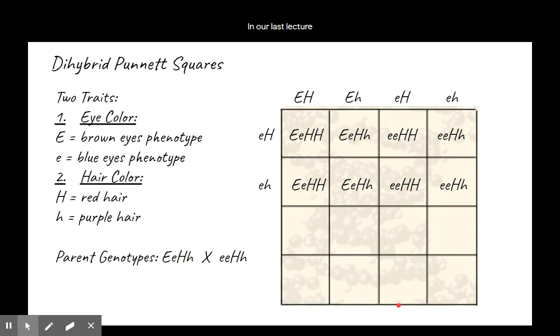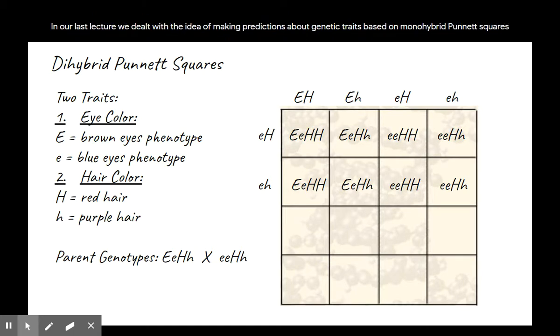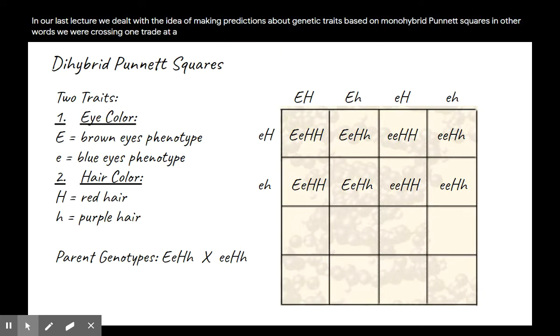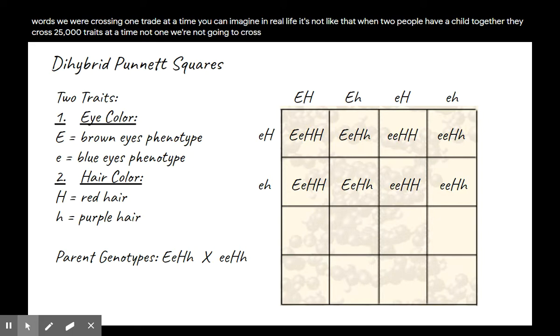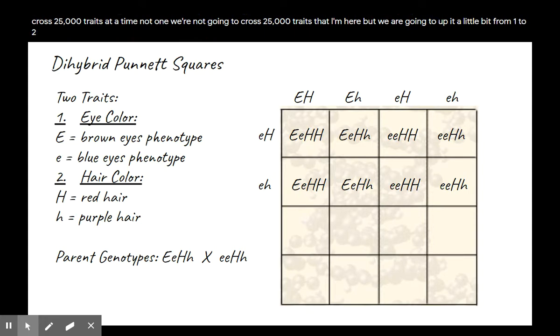In our last lecture, we dealt with the idea of making predictions about genetic traits based on monohybrid Punnett squares. In other words, we were crossing one trait at a time. You can imagine in real life, it's not like that. When two people have a child together, they cross 25,000 traits at a time, not one. Well, we're not going to cross 25,000 traits at a time here, but we are going to up it a little bit from 1 to 2, and thus we are going to do dihybrid Punnett squares. We're going to deal with two traits at the same time.